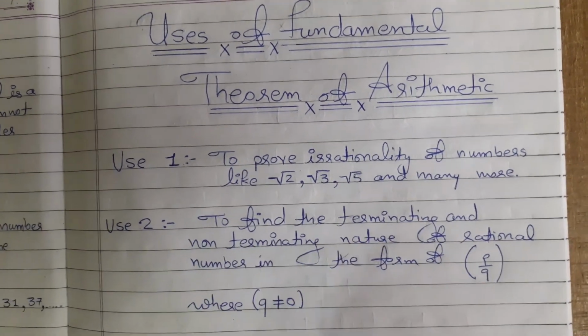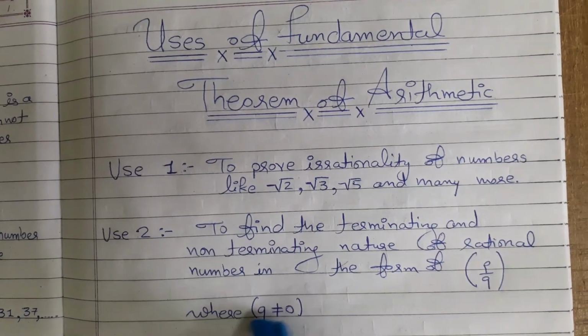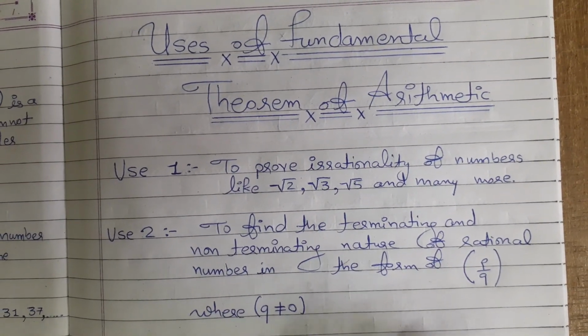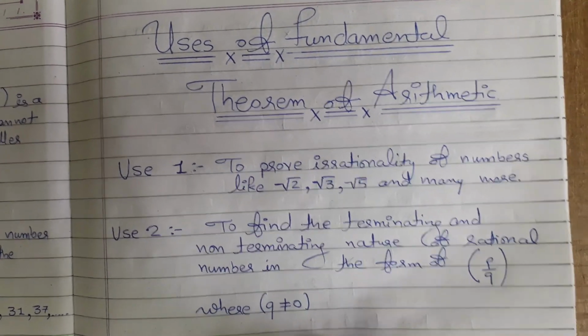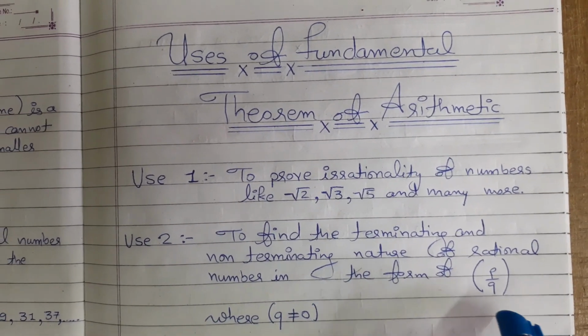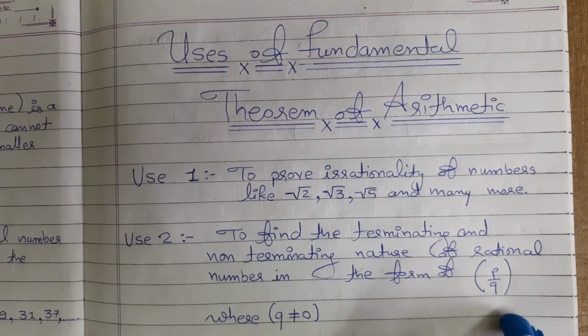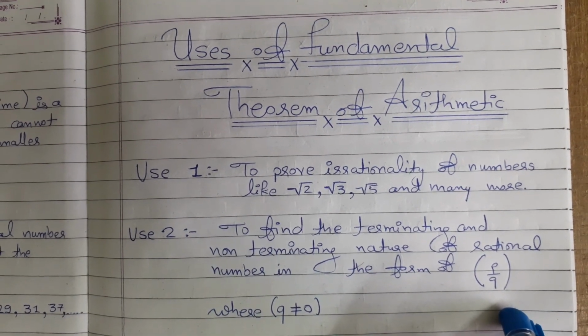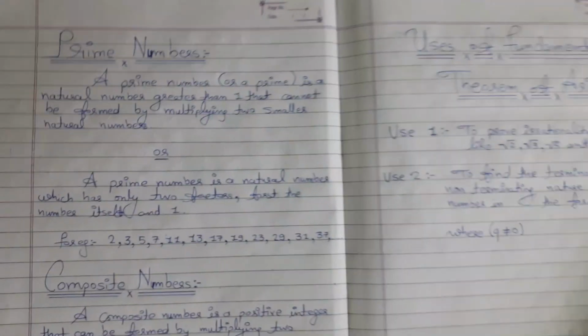The second use is to find the terminating and non-terminating nature of a rational number in the form P by Q, where Q is not equal to 0. Why is Q not equal to 0? Q is not equal to 0 because if the denominator is 0, then you cannot find the answer to the question given to you.